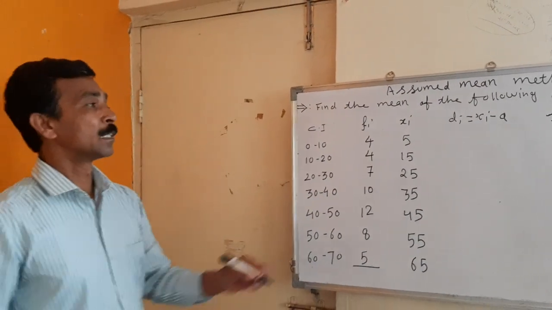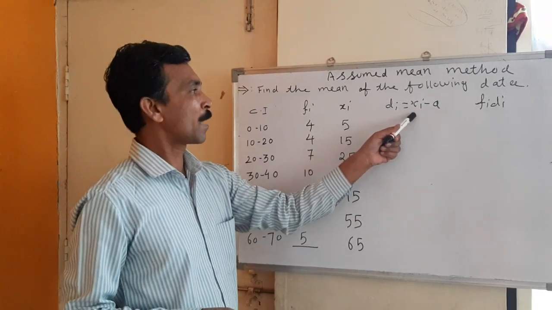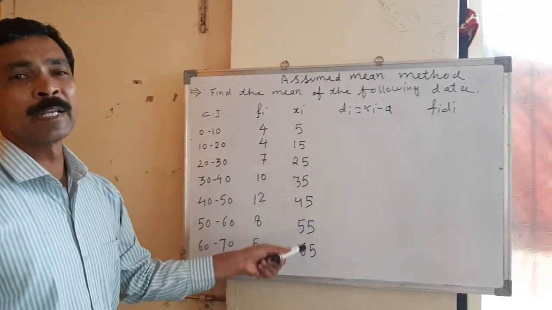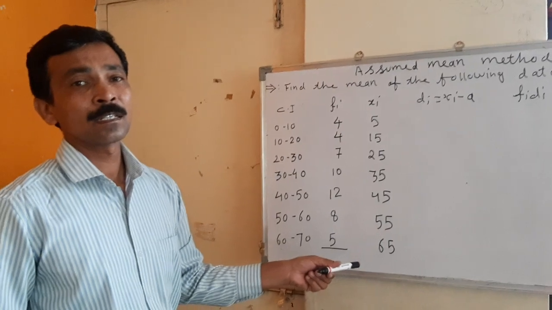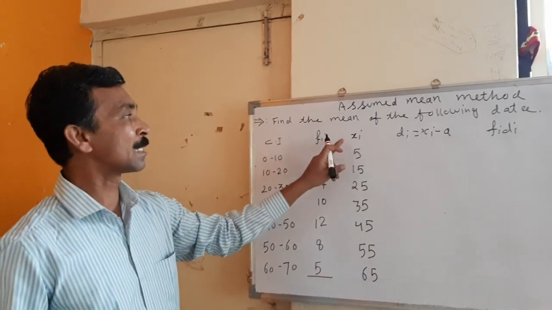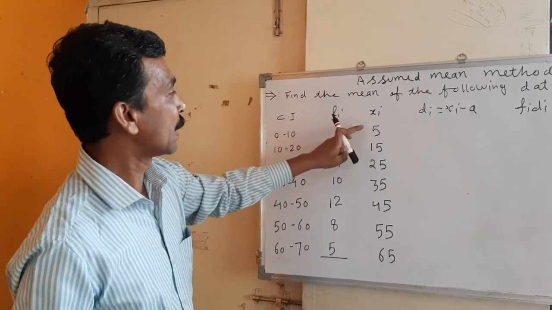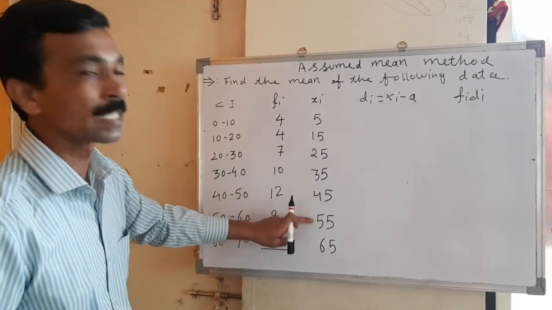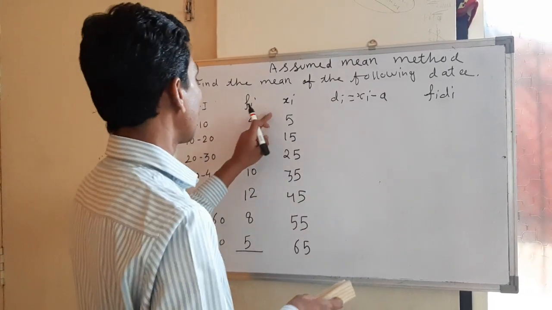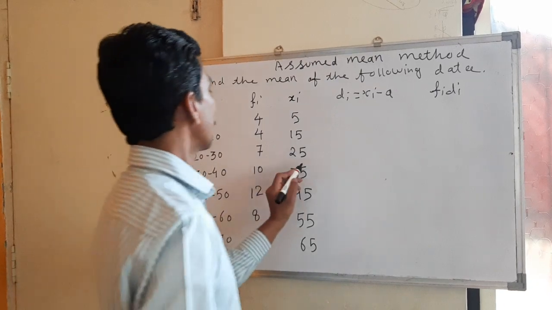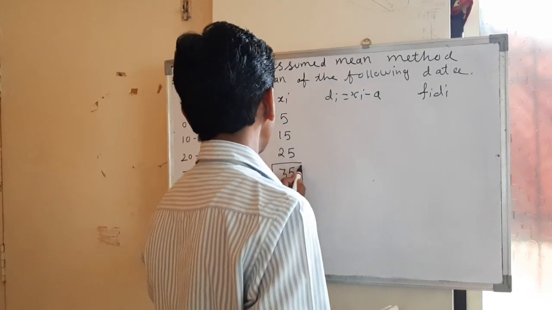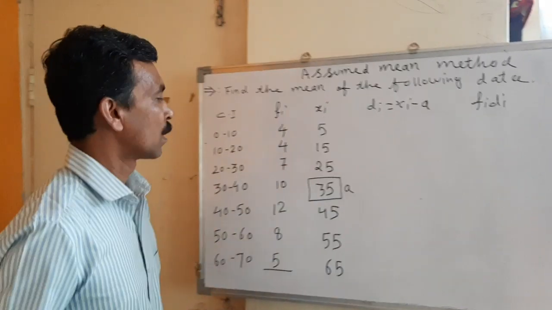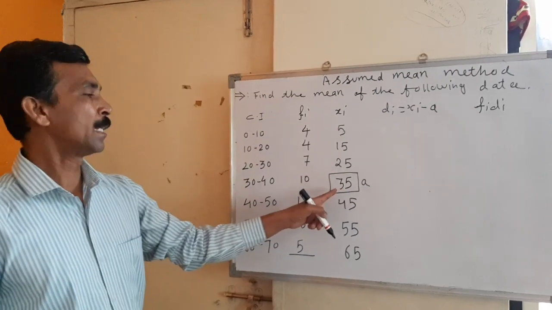Now I find deviation, xi minus a. Assumed mean: yesterday we have seen how to take assumed mean. We have to take assumed mean from xi. You can see here 1, 2, 3, 4, 5, 6, 7. I'll take the middlemost number as the assumed mean. A is equal to 35.